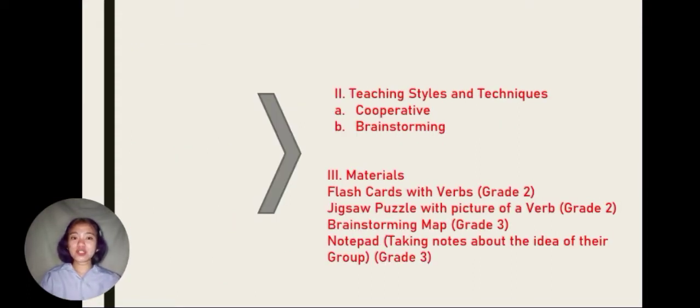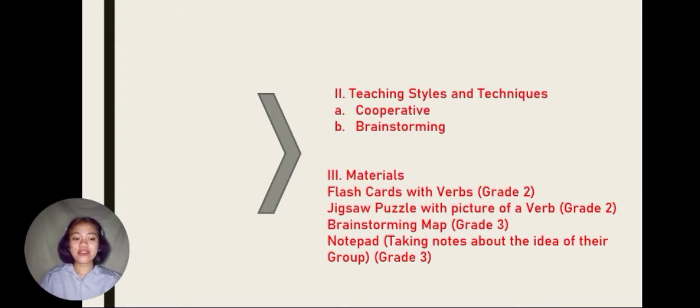The second part should be the teaching styles. The teacher must put what techniques she is going to use in the teaching process and on what specific grade level it should be implemented. For example, we have cooperative learning, which we are going to use for grade 2. And next, we have brainstorming, which should be used for grade 3.